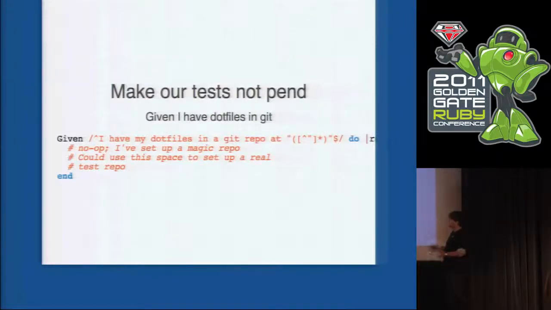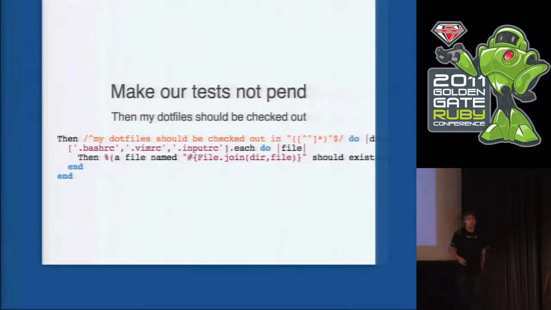Given I have my dot files in a Git repo, well, for the purposes of this demo, I just set up a repo that has everything I need in it. But if you wanted to be really stern, you could actually set up your repo in here so that it could be really bulletproof. But anyway, I have it set up, so that's kind of a no-op.